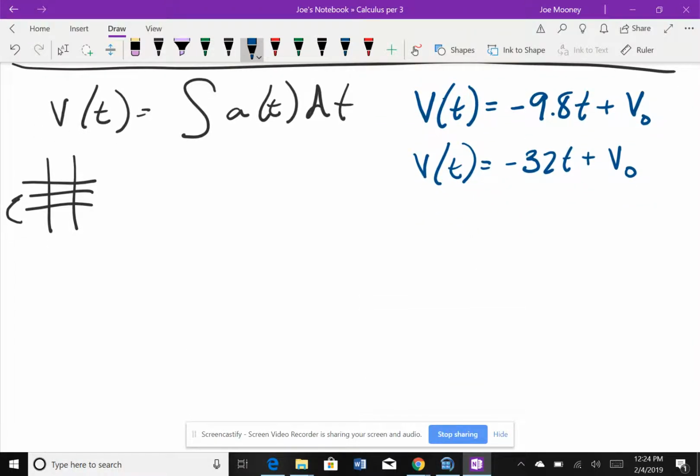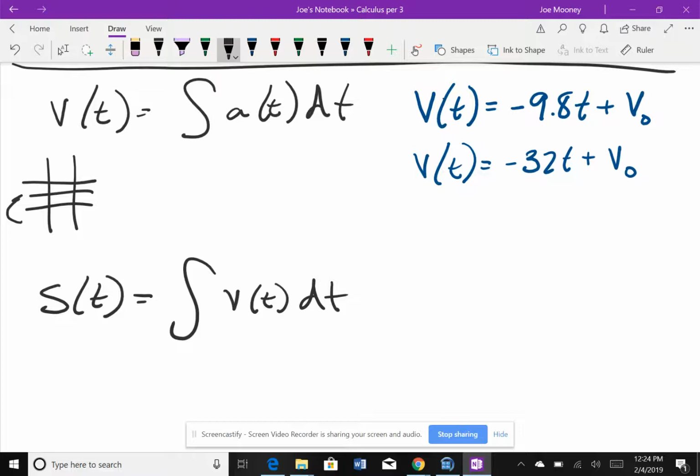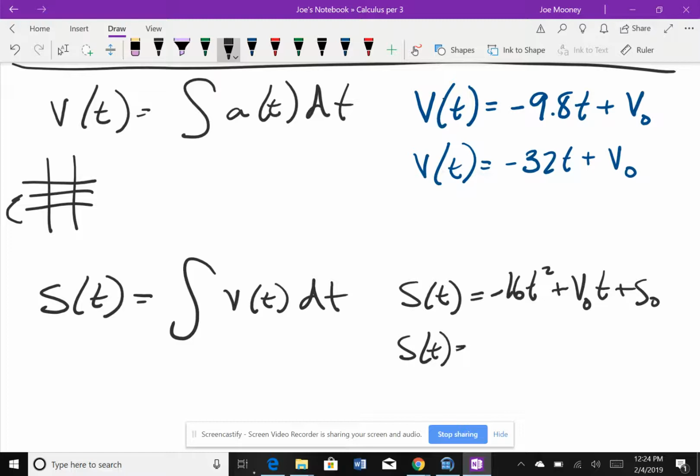Sometimes it's easier to go down the ladder, so we'll have a look at that from the back side of it. So let's go and do position first. So now we're at the top rung of the ladder, which is the integral of velocity. And that's always going to be, in feet, negative 16t squared plus initial velocity times time plus initial position. It'll always be that. Or in meters, it would be negative 4.9t squared plus initial velocity times time plus initial position.